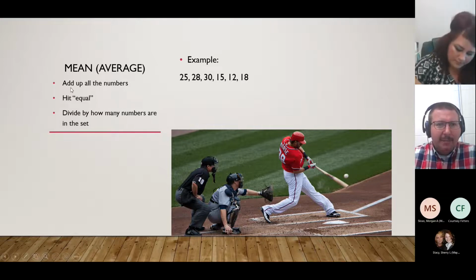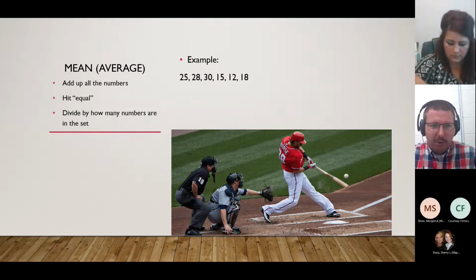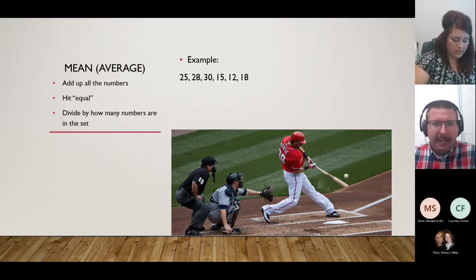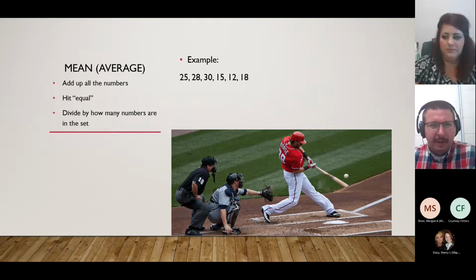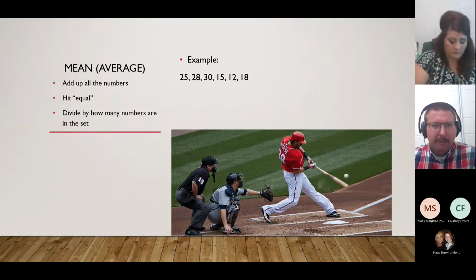You have to add up all the numbers they give you, and in your calculator, hit equal after you add them all up, then divide by how many there are. So on this set of numbers here, we have 25, 28, 30, 15, 12, and 18. In your calculator, Courtney, if you have one beside you, add all those numbers up and tell me what you get. Don't divide yet. Just go ahead and add them all up first and see what you get.